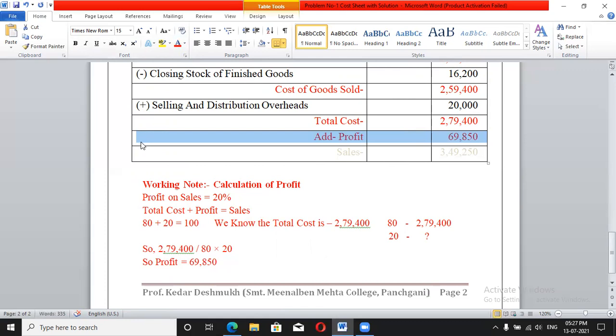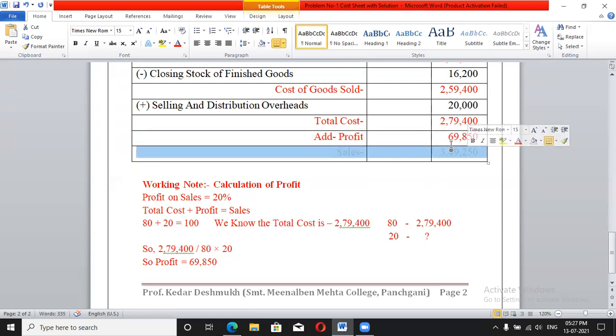After adding the amount of profit in total cost, then we get the amount of sale. 2,79,400 plus 69,850. Then we get the amount of sale, that is 3,49,250. So this is all about the cost sheet.